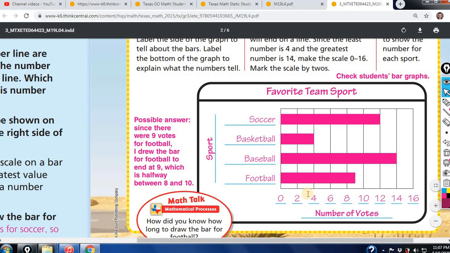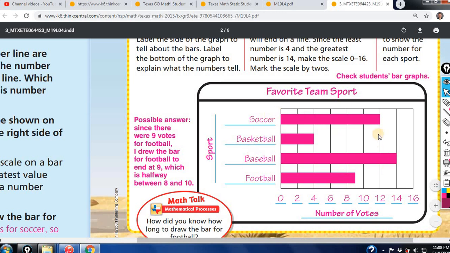So once we get the least number and the greatest number, we can adjust this. But you have to have the data here. Favorite team sports and number of votes. Now it's asking you, how did you know to put this bar in between the 8 and the 10? Well, it was 9. 9 shows football, so 9 falls in the middle. So that's why we do that. That answers this question right here.